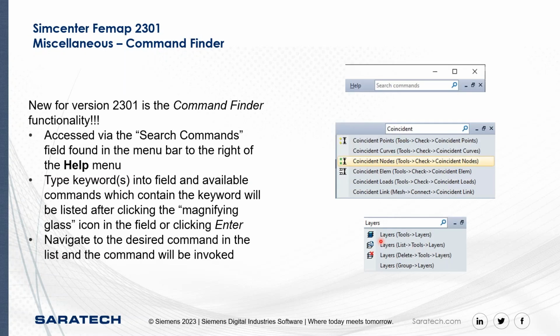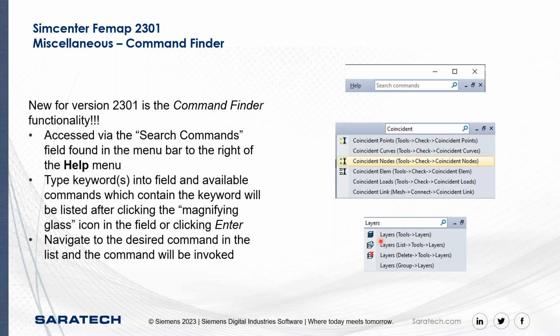Last one here is kind of a miscellaneous, but for someone like myself, who has had an extensive background in CAE, but maybe I'm new to Femap, a couple of years in here, and I know what I want to do in the model. Like, hey, I've got coincident nodes and I'm not sure how to check for that, or I'm not sure how I would merge those two nodes.